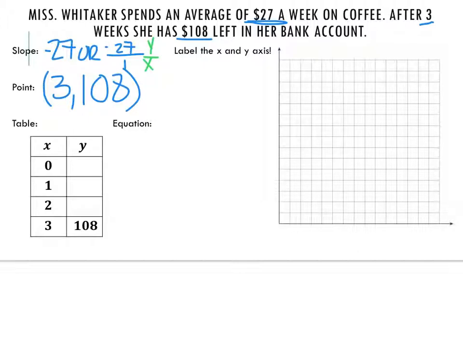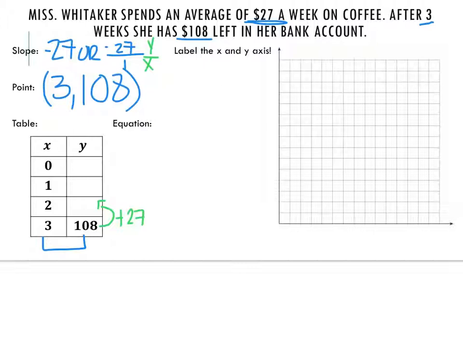So from this, knowing all of this information, I need to fill in my table. Well, I already put the point in my table right here. Ta-da! I am going to fill in the rest of it. So after 3 weeks, I only have $108 left. Remember, I was losing money. So to get from here to here, I was subtracting 27. But I need to move backwards. I need to fill in what's behind my table. So from here to here, I'm moving backwards. I would add 27. So 108 plus 27.